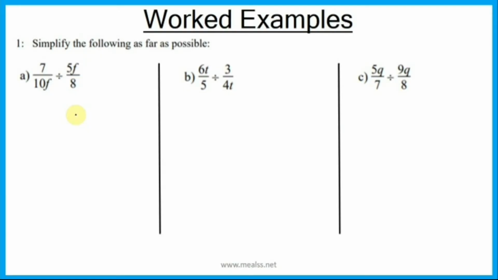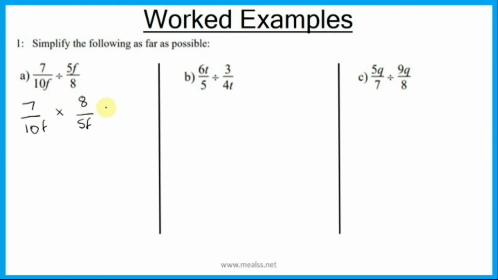Moving on to the actual worked examples. For these here, I'm going to use the method that I just showed you with the KFC. However, I am not going to list the individual parts down like I did in the first 2 examples. So let's have a go at this one. We know the first one is going to stay the same as 7/10f. The second one gets flipped, so that's going to be 8/5f. And the sign is going to change to multiply.